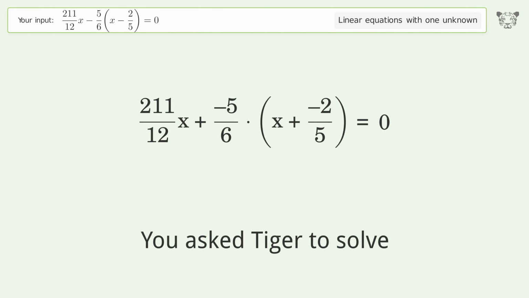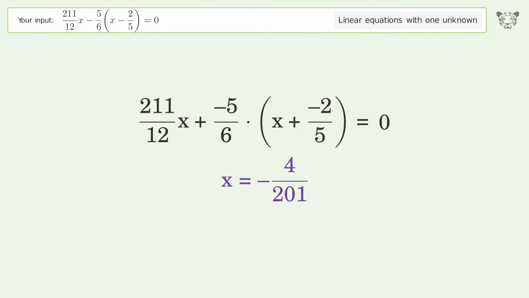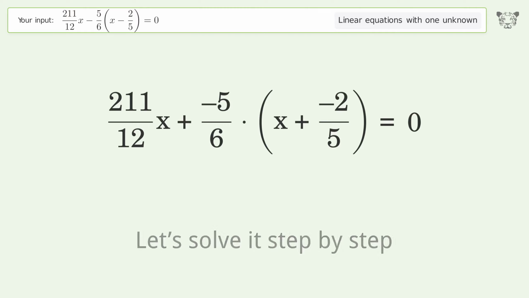You ask Tiger to solve. This deals with linear equations with one unknown. The final result is x equals -4/201. Let's solve it step by step.